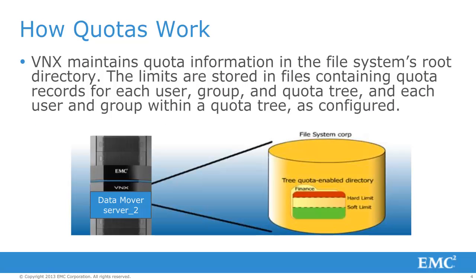Now let's move on to how quotas work. VNX maintains quota information in the file system's root directory. The limits are stored in files containing quota records for each user, group, and quota tree, and each user and group within a quota tree as configured. Each quota record contains the following components: soft and hard quota limits, information measuring usage in relation to reaching soft quota limits, as well as grace period limits that have been set.